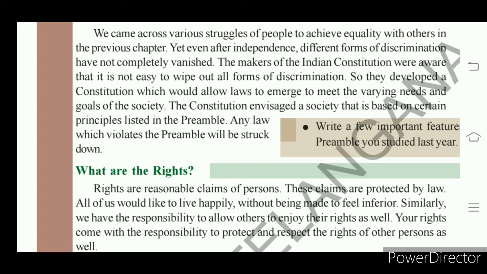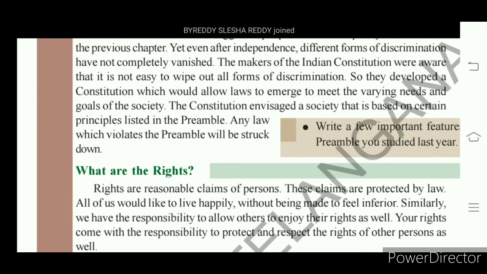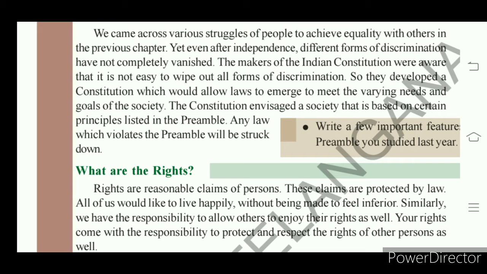Any law enforced by the parliament violating those principles of the preamble will be treated as null. That means those laws which come from the parliament violating the principles of the preamble are treated as not valid. Okay, those will be struck down. That means those laws are going to be rejected which violate the principles listed in the preamble, right? So some of the important principles listed in the preamble you have studied in 8th class. Once recall those, and today we will see what rights are.